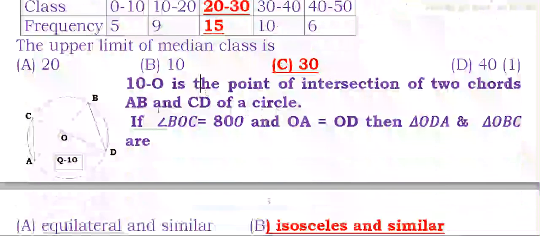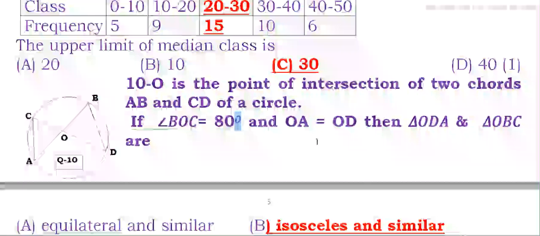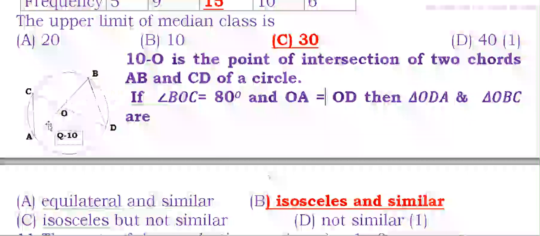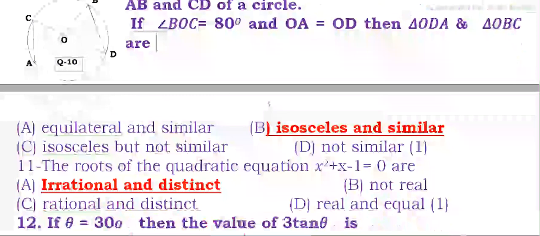O is the point of intersection of two chords of a circle. Angle BOC is 80 degrees. Then angle AOD is equal to BOC, 80. Then ABD will also be 80. Here OA is equal to OD, it means OB is equal to OC. So the triangles will be isosceles, and these triangles are always similar. Angle B will be angle C, angle O will be angle O, angle D will be angle D, angles in the same segment. So the triangles are isosceles and similar.